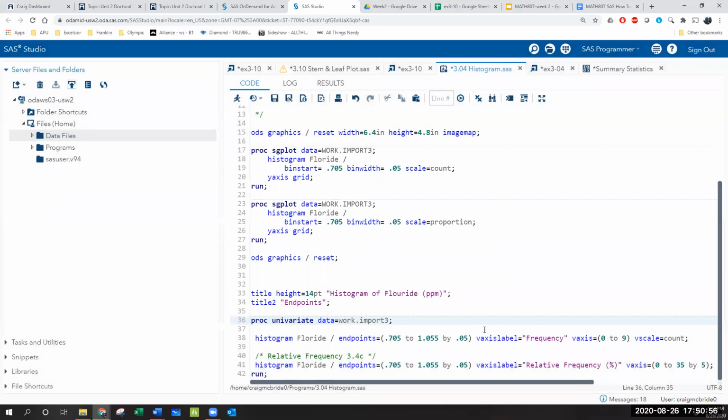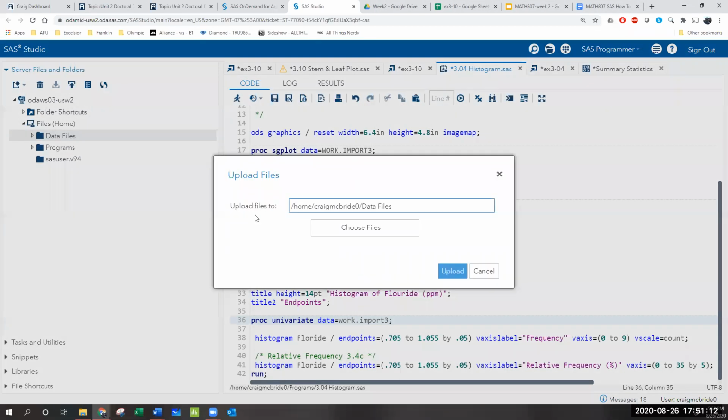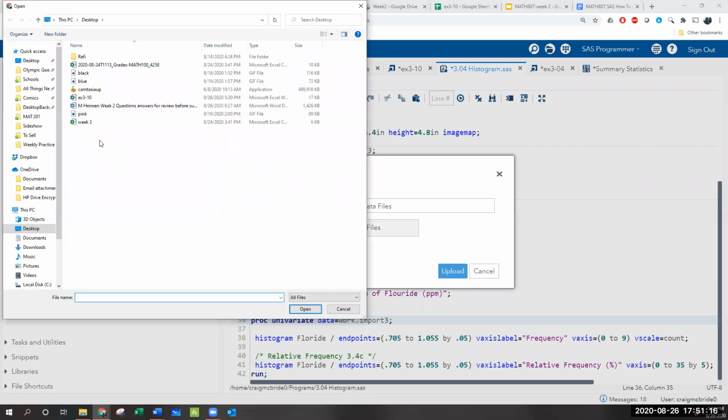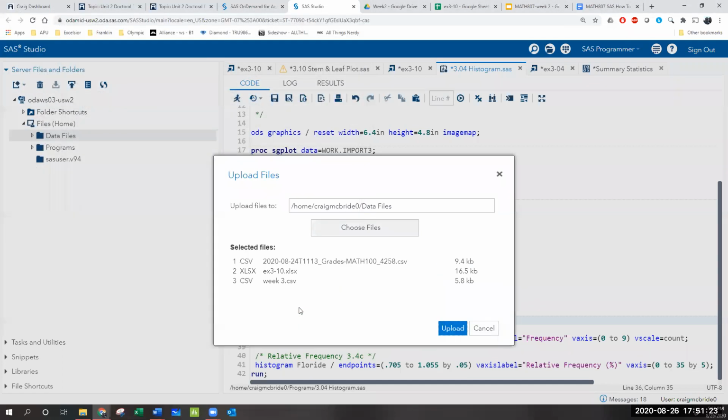Are we uploading one at a time? Nope. If you have them all in one place, you can highlight all of them. So for instance, when I did upload and choose files, I could choose this one and this one, all of my Excel files, and it would upload all three of them at the same time. Okay, I have it. Thank you so much. Yep.